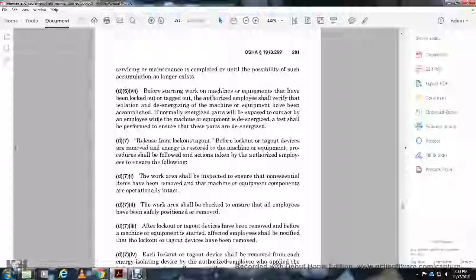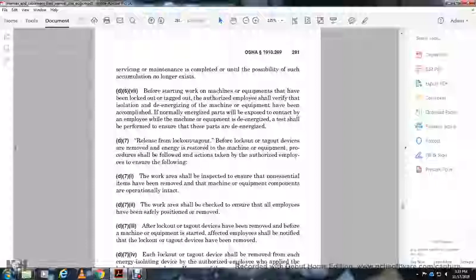Before starting work on the machines or equipment that have been locked out or tagged out, the authorized employee shall verify that isolation and de-energization of the machine or equipment have been accomplished. Where normally energized parts will be exposed to contact by an employee, a test shall be performed to ensure that these parts are de-energized. Release from lockout and tag-out: before the lockout or tag-out devices are removed and energy is restored to the machine or equipment, procedures shall be followed.